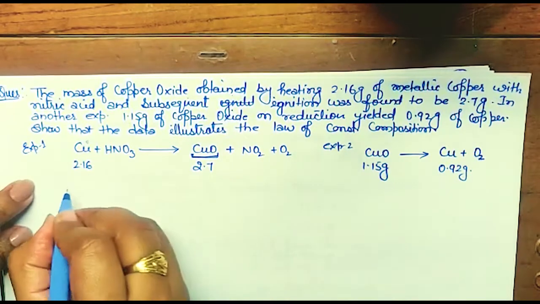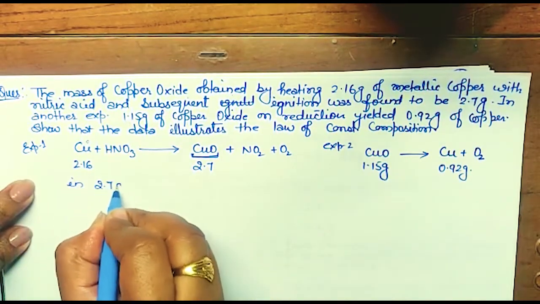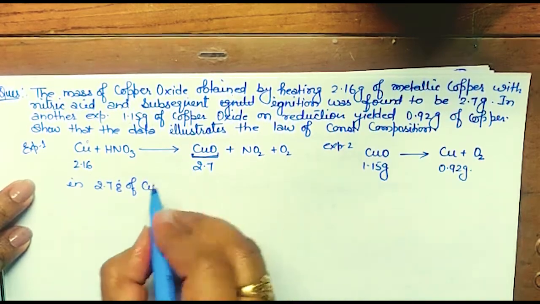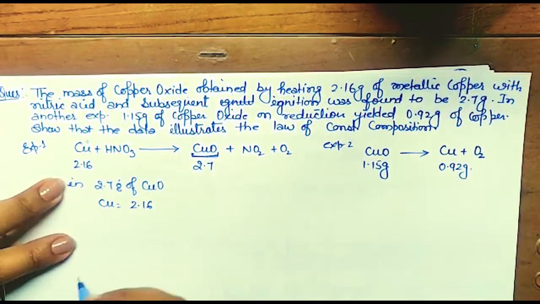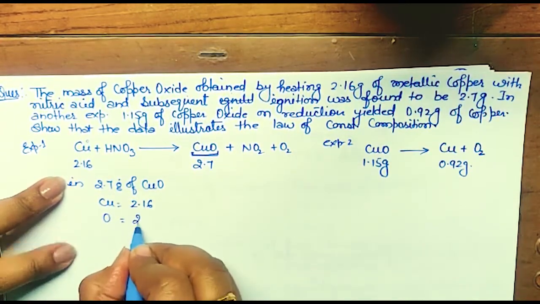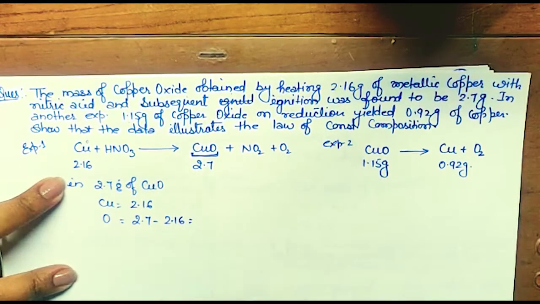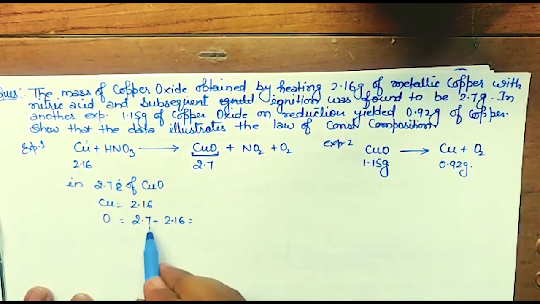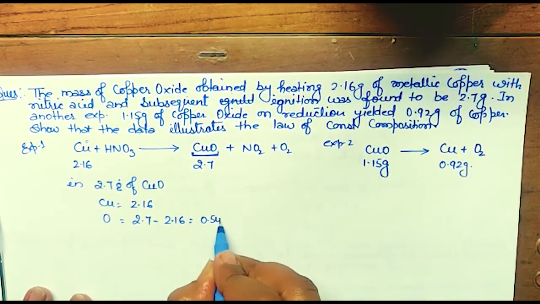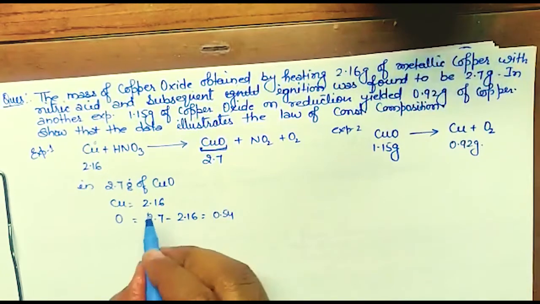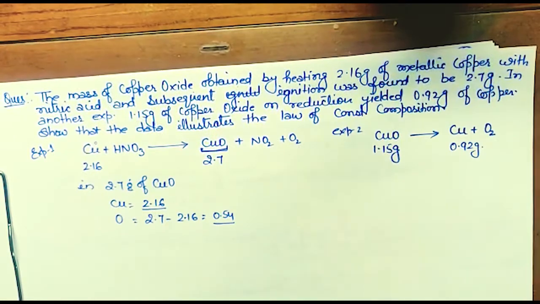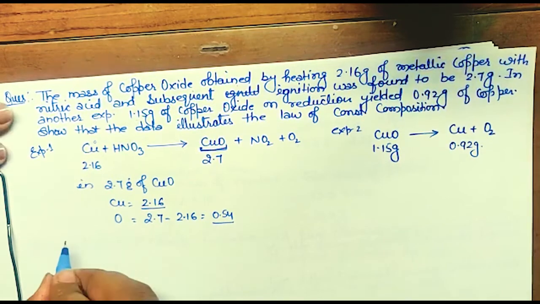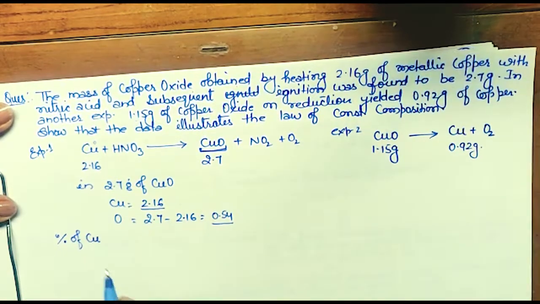So what you have to find, in 2.7 gram of copper oxide, Cu is 2.16. So what will be the oxygen weight? 2.7 minus 2.16, isn't it? Tell me, what does it come to? It is 0.54, isn't it? Yes. So we got the weight of this copper and oxygen, and in this case, when two experiments are there, we will find the percentage over here. So find the percentage of copper in this.